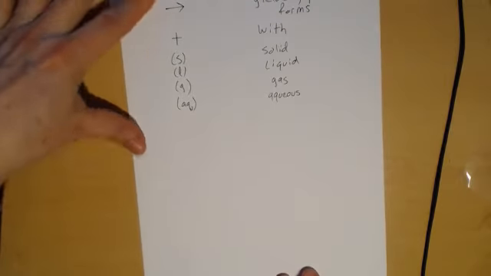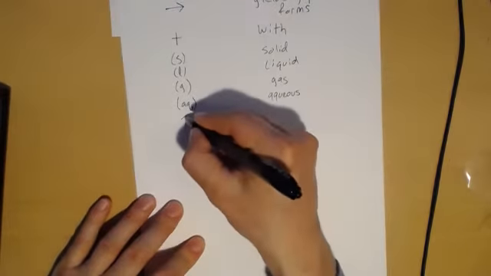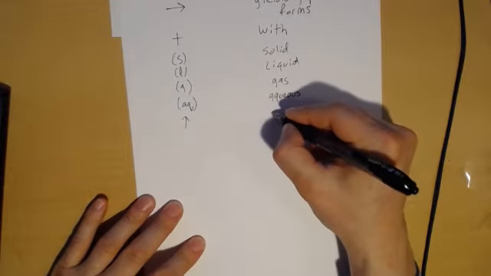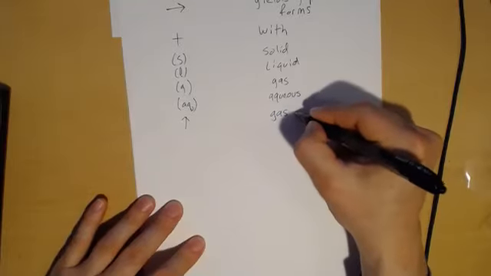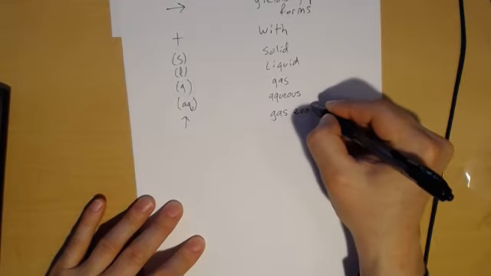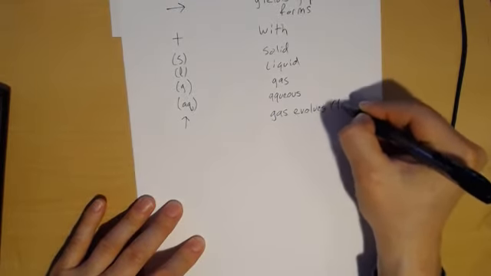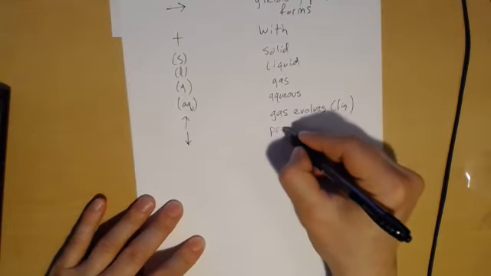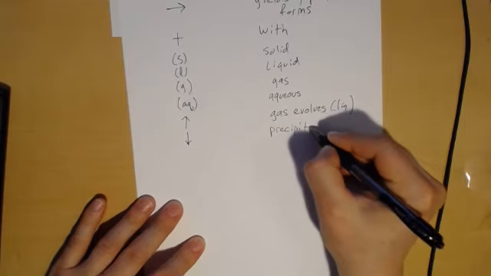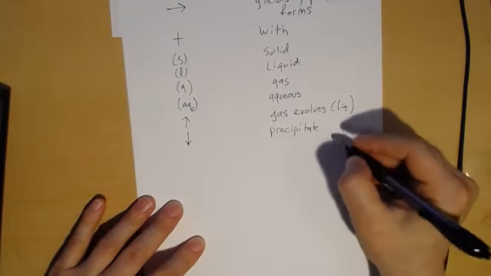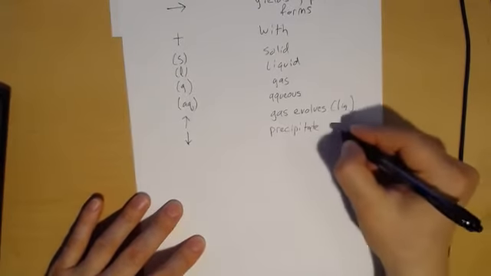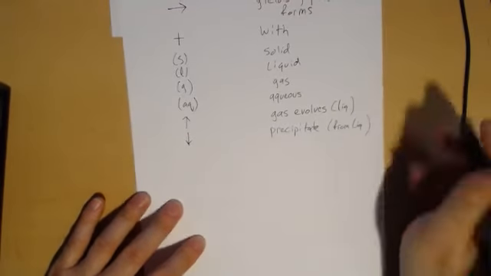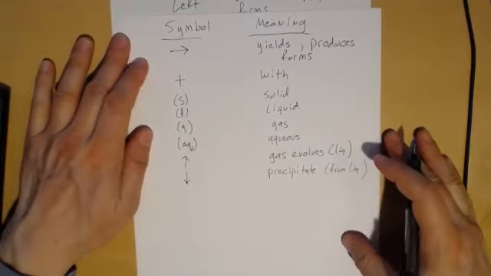So let's just show another set. These ones are perhaps a little bit older, but arrow up means gas evolves, usually from a liquid. Arrow down means precipitate. And I think we've talked about precipitate forms, usually from a liquid. There's a few others. Let's see, what else have we got?